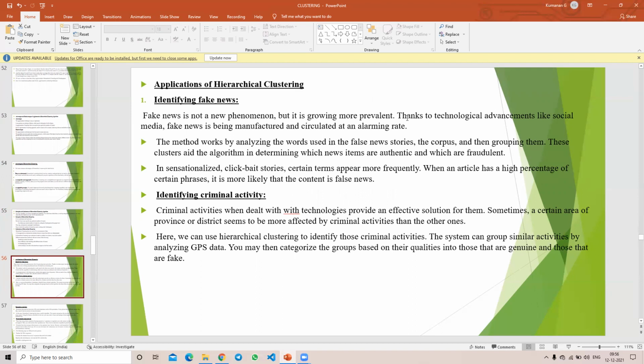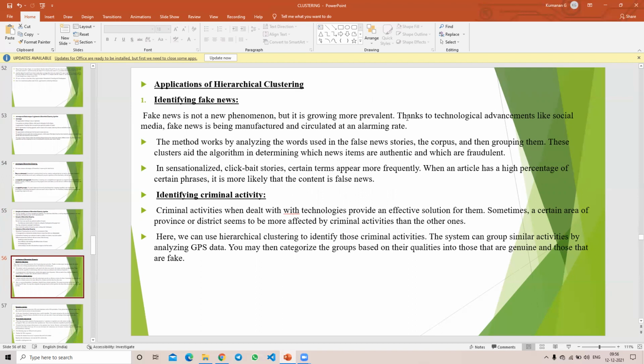In sensationalized clickbait stories, certain terms appear more frequently. When an article has a high percentage of certain phrases, it is more likely that the content is fake news.